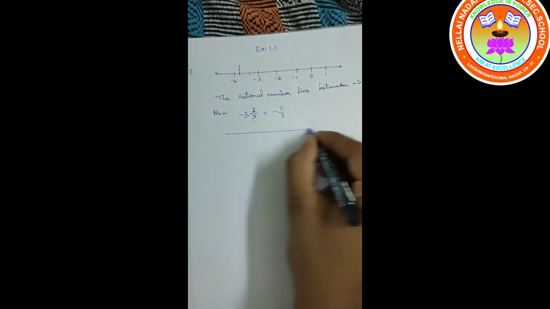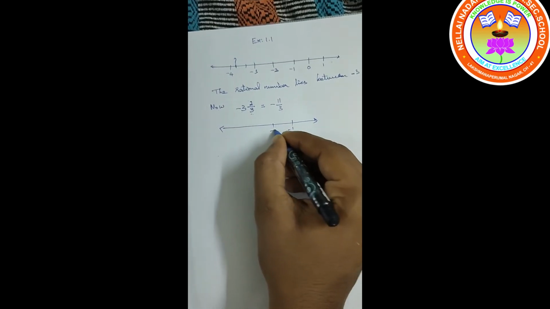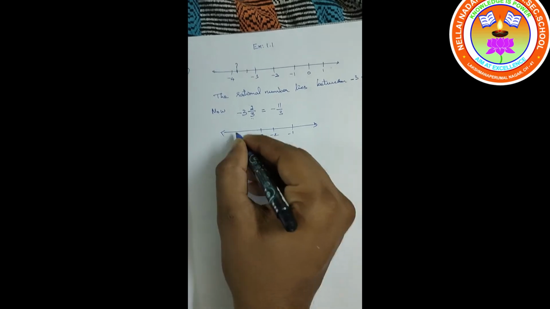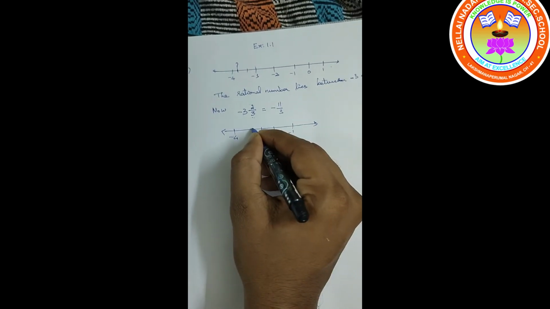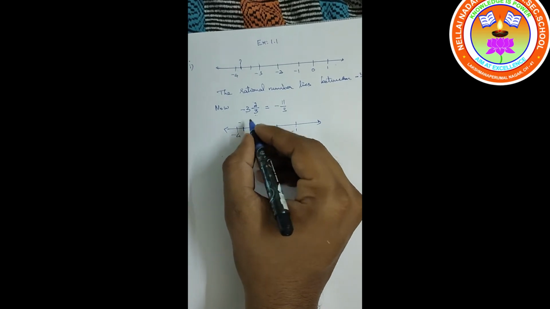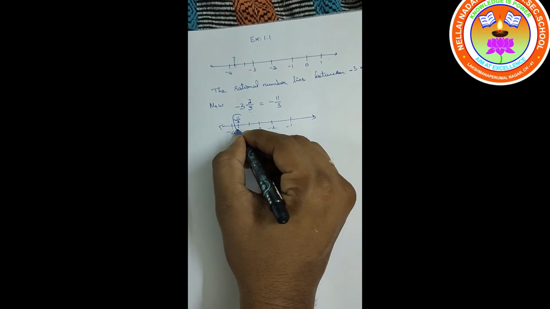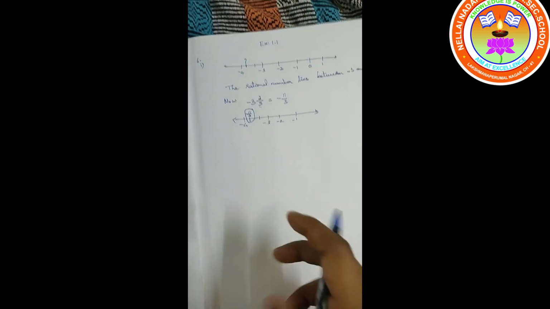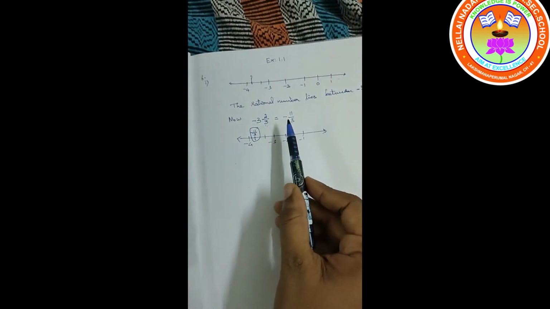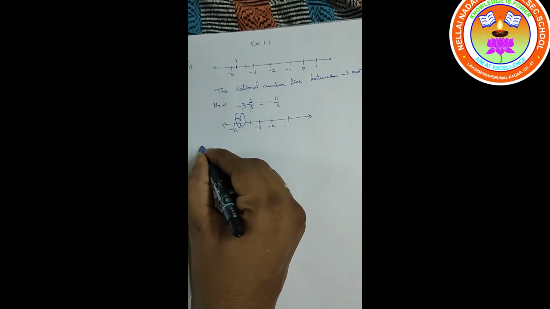So how will you write? You draw a number line. -1, -2, -3, -4. You put the same thing. Here in this question mark place you put -11 by 3. Got it? This is the question mark they asked. So in the question mark place it comes -11 by 3. Now we'll go to the second subdivision.